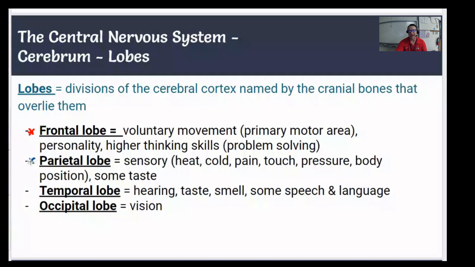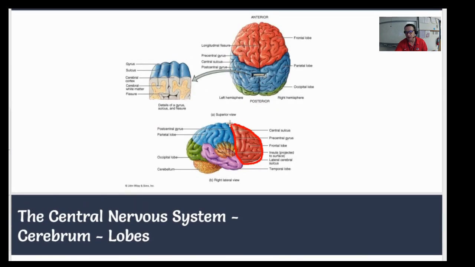And the next one's called your parietal lobe. Remember, that's where your primary somatosensory cortex is. So that's sensory information where you can feel things like heat, cold, pain, touch, pressure, body position, and also some taste is located there in the parietal lobe. Another word for taste is gustatory system. So let's go ahead and look. Parietal lobe, just posterior to the central sulcus, so it's going to be here in blue. All this in blue, that's your parietal lobe. That's sensory. So this is what allows you to detect various physical stimuli around the body. So there's your parietal lobe.